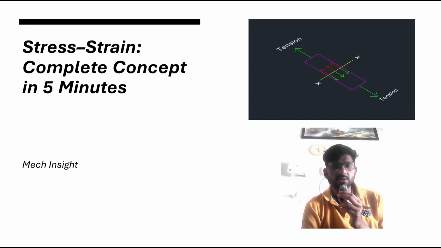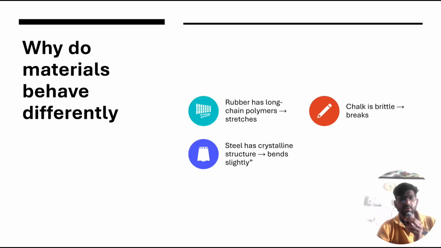Today we'll learn the complete concept of stress and strain in 5 minutes. You see, different materials behave differently under different conditions. For example, rubber has long chain polymers and it will stretch when we apply force. Chalk is brittle in nature and it breaks very easily. Steel has a crystalline structure and has way more strength than rubber and chalk.